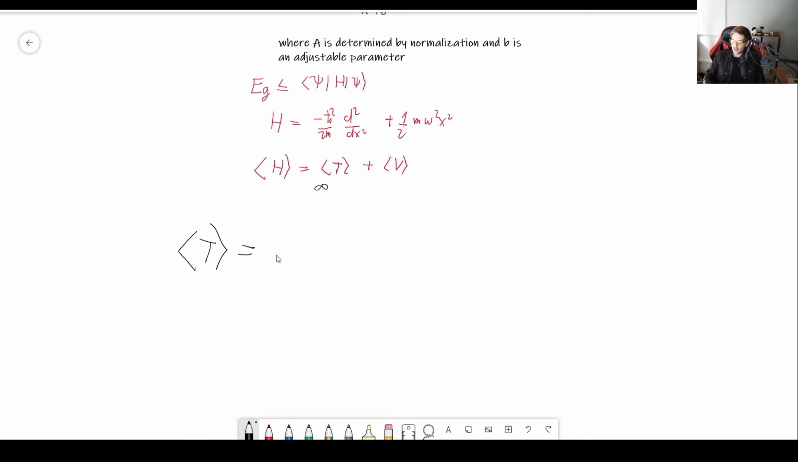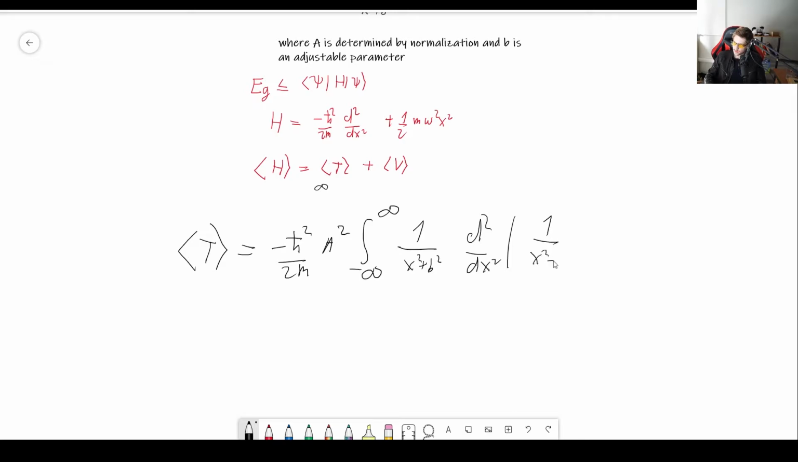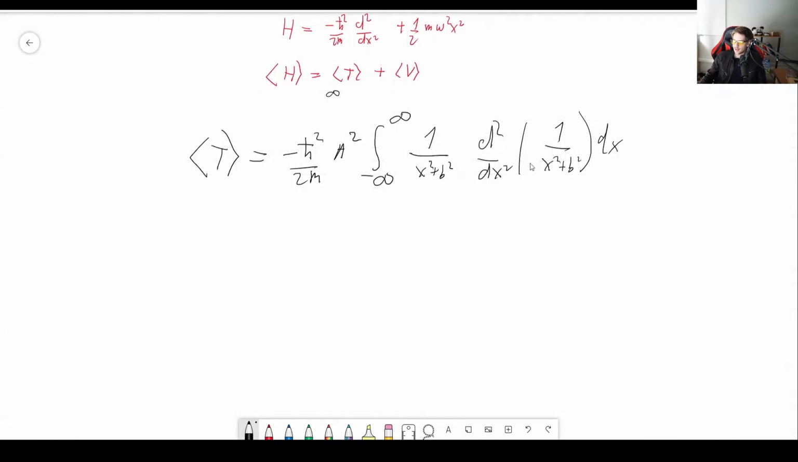All right, so this would be minus h bar squared over 2m times a squared. I'm just pulling out all of the constants to the front. Integral from minus infinity to infinity of our wave function, right? Which would be 1 over x squared plus b squared. And then comes the second derivative of our wave function, dx. So of course, we're going to need to find the second derivative. So let's take a moment to do that.